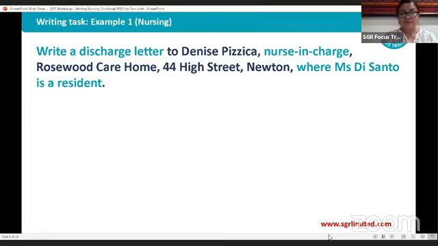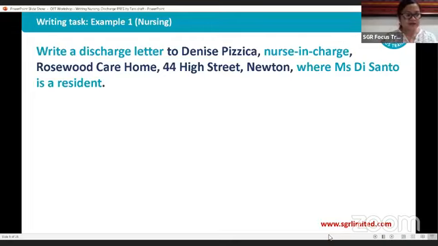We also know, based on this writing task, that our patient, Ms. De Santo, is already a resident of the care home. Therefore, it's logical to assume that they would have information that is relevant to the patient, that is, their social and family history.